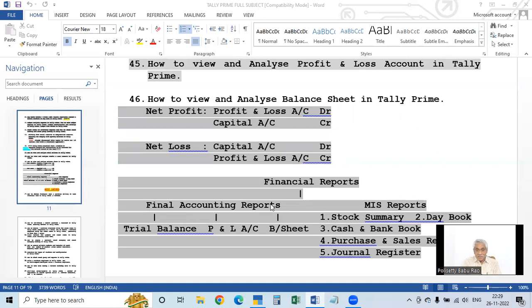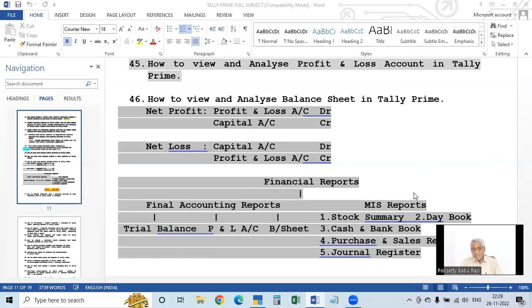In the case of final accounting, there are 3 items: one is trial balance, another is profit and loss account, another is balance sheet. We already discussed these 3. With the help of these only, we can approach any banks or financial institutions for loans or for any finance. Similarly, on the basis of these, we can calculate the income and file the income tax returns also. So the final accounting reports are useful for that.